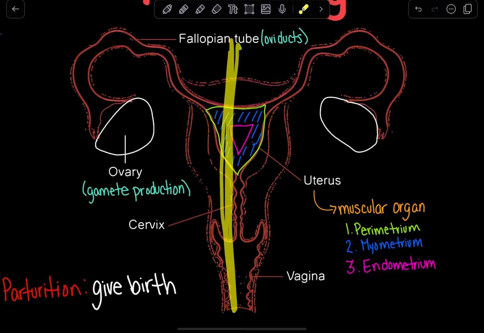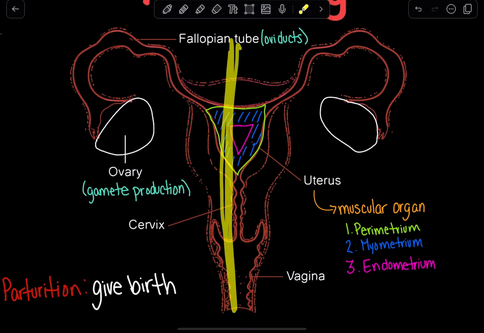Once we see that encounter of the sperm and the egg, fertilization will occur, and it's important to really note that fertilization occurs in the fallopian tube. So fertilization will occur in the fallopian tube, and once it's occurred, it will be converted into a morula and then a blastula, and eventually it will reach the uterus where it will undergo implantation.